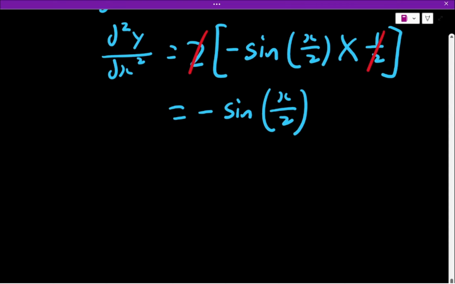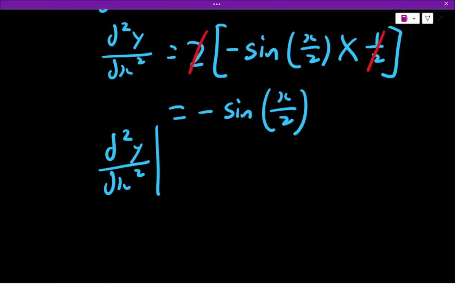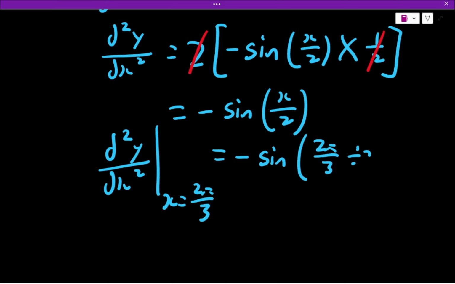Now let's go ahead and sub in. When I use this notation, it means that I'm going to sub in x equals 2 pi over 3 into the second derivative. I can actually just use my calculator, but you don't need to. So this is going to be the negative sine of 2 pi over 3 divided by 2, so it's times half.